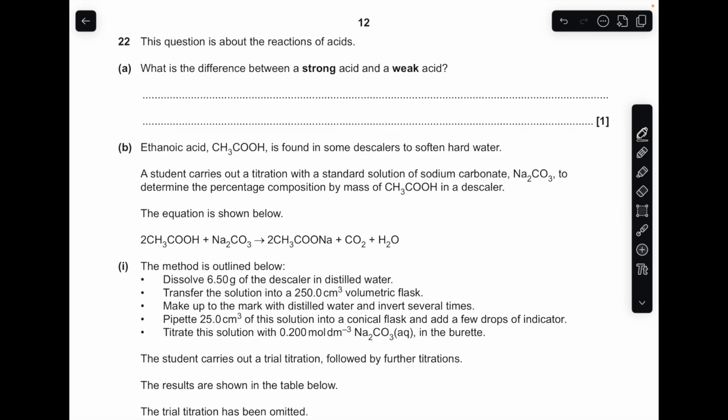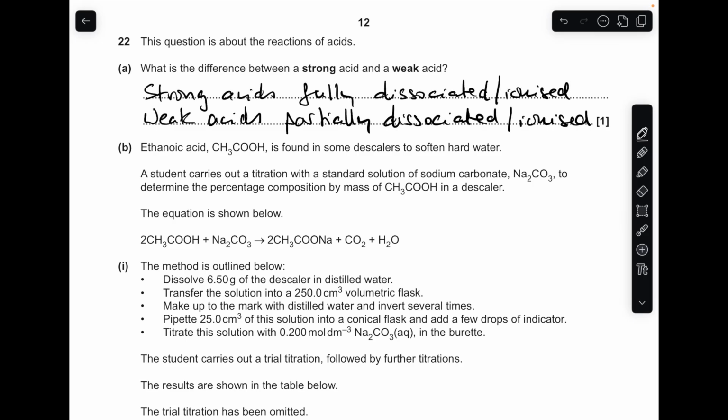Okay, so make a start. What's the difference between a strong acid and a weak acid? Strong acids are fully dissociated or ionized, you could say. Weak acids are partially dissociated or ionized.